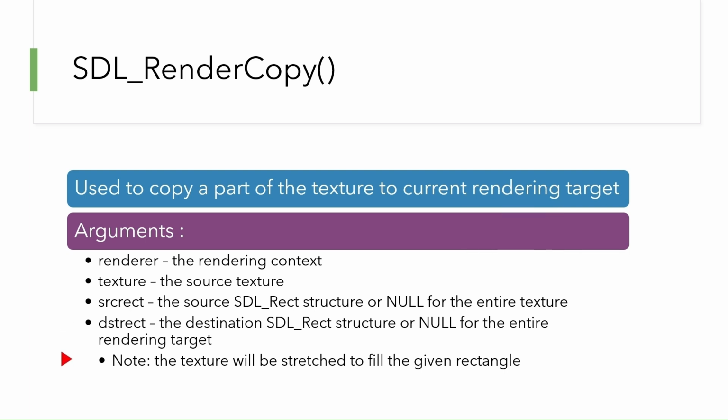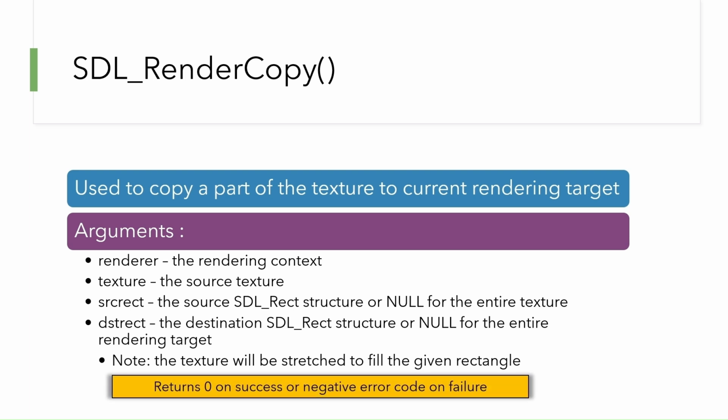Point to note is that the texture will be stretched to fill the given rectangle. What it means is that if we specify a null for the destination, then the image will be stretched to fill the entire window. So the image could appear distorted. If, on the other hand, we specify a particular rectangular region on our rendering context, then the image will be stretched to fill just that rectangular region. In terms of return value, SDL render copy returns a 0 on success or a negative error code on failure.